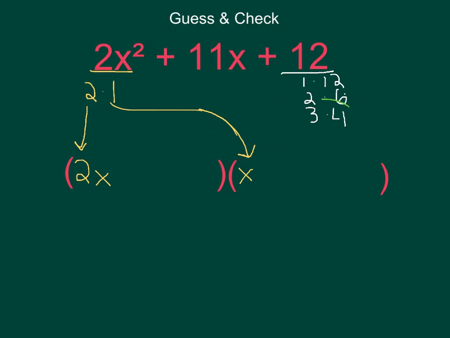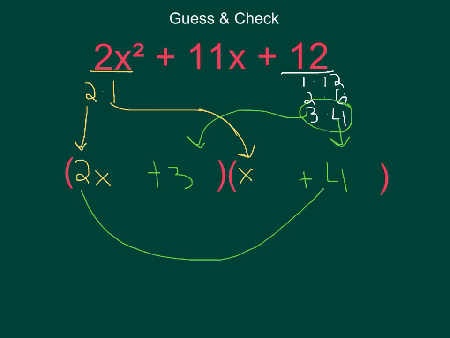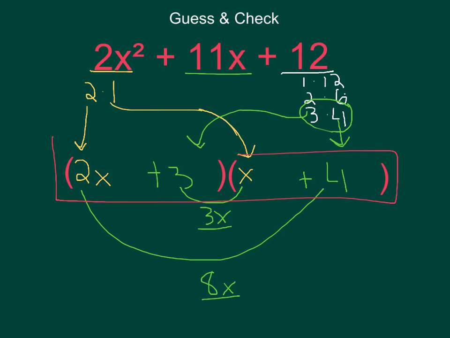Let's try 3 and 4 this time. Let's say I plug in 3 here, so plus 3, and then I plug in 4 here, plus 4. So let's see, for the check, 2x times 4 is 8x, and 3 times x is 3x, and 3x plus 8x is 11x. So when you check it, you're just checking the outside and the inside and seeing if you can get the middle term. And in this case, we did. So this right here is our final answer. 2x plus 3 times x plus 4.